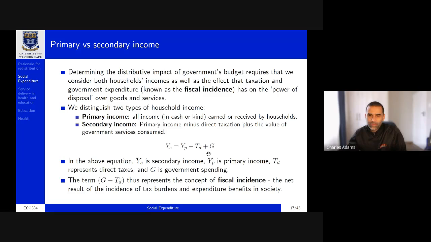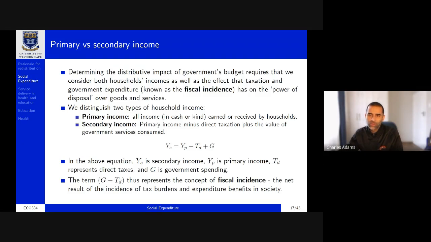Now for some people, and measuring this is not easy, right? Because you have to value the services provided by government. And that's not necessarily an easy thing to do, valuing education, because that value will differ across individuals and groups. So in this relation over here, YS is secondary income, YP primary income, TD direct taxes, and then G is government expenditure.